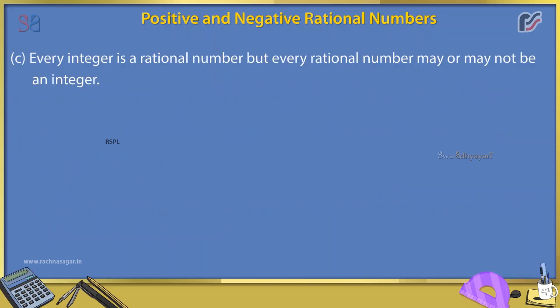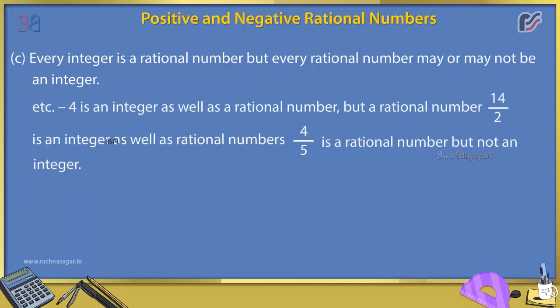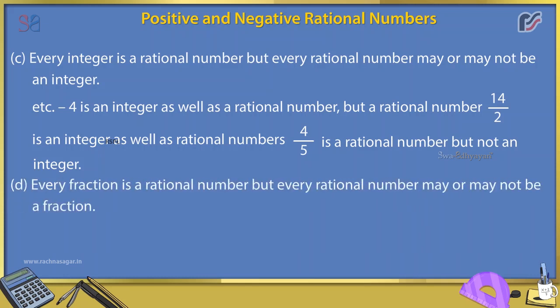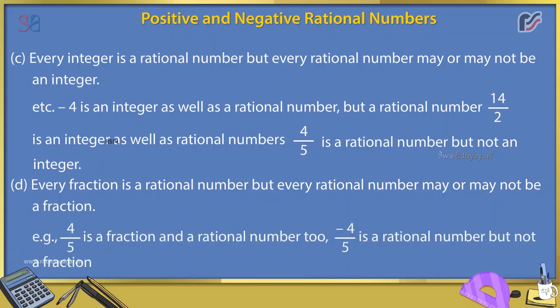C. Every integer is a rational number, but every rational number may or may not be an integer. Example, minus 4 is an integer as well as a rational number, and the rational number 14 by 2 is an integer as well as a rational number. 4 by 5 is a rational number but not an integer. D. Every fraction is a rational number, but every rational number may or may not be a fraction. Example, 4 by 5 is a fraction and a rational number too. Minus 4 by 5 is a rational number but not a fraction.